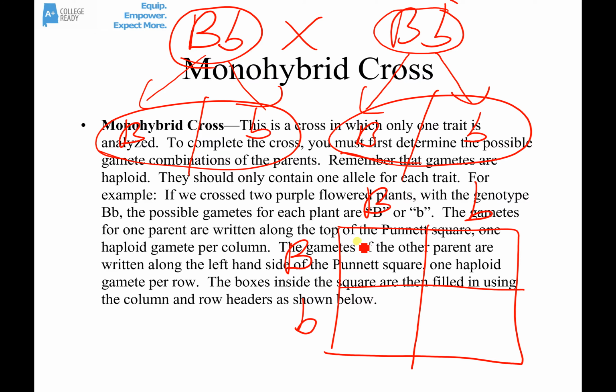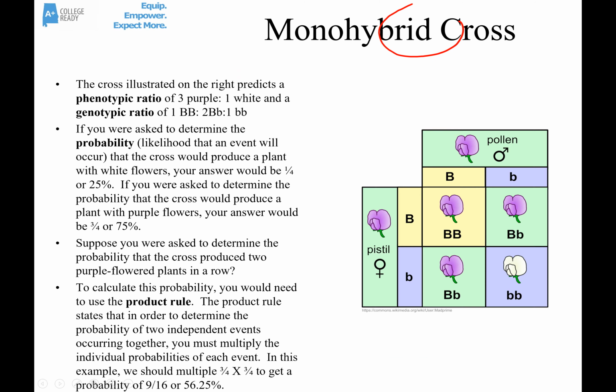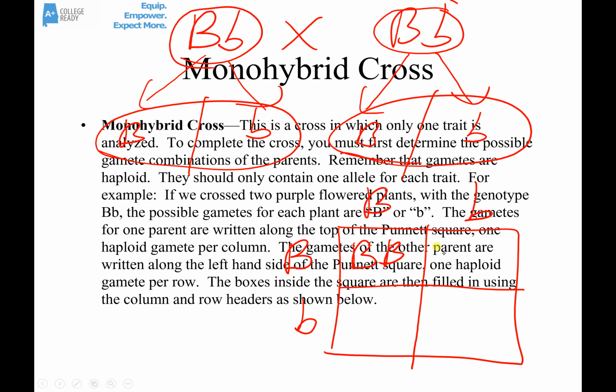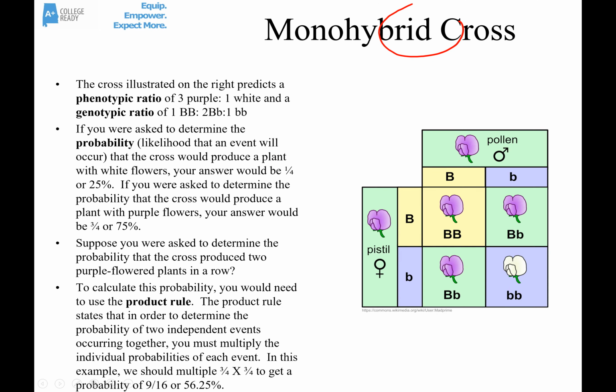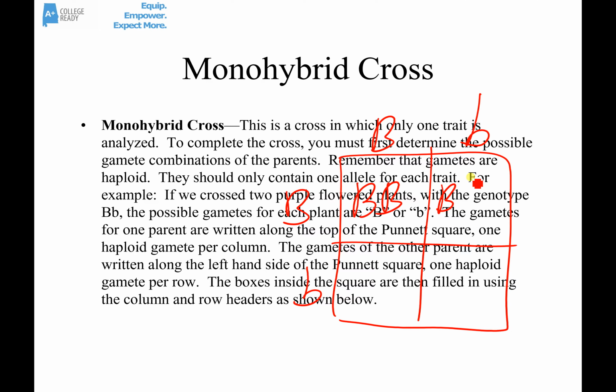So this first box is going to end up being big B, big B. This one's going to be big B, little b, big B, little b. Always write your capital letters first. And then this last one's going to be little b, little b. So those are the genotypes.